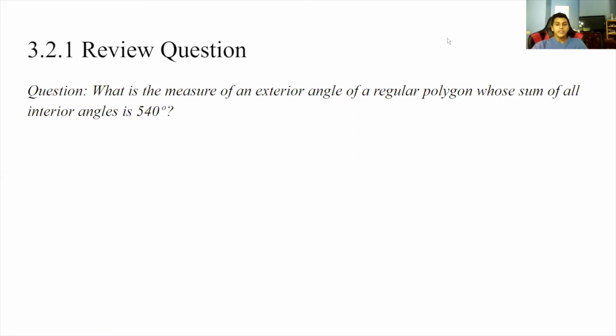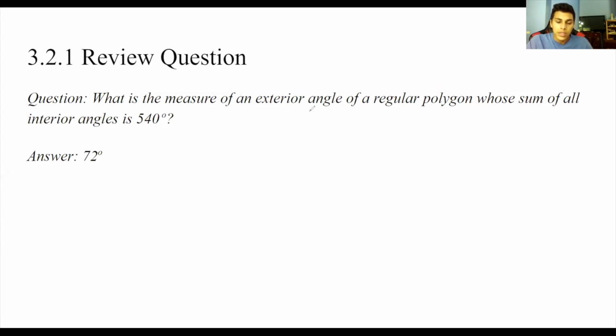So the correct answer to this question was 72 degrees. The question asks, what is the measure of an exterior angle of a regular polygon whose sum of all the interior angles is 540 degrees? Okay, so in order to find the measure of an exterior angle, you should always work backwards in these types of questions. Figure out what you need to find first, and then figure out how you find that.